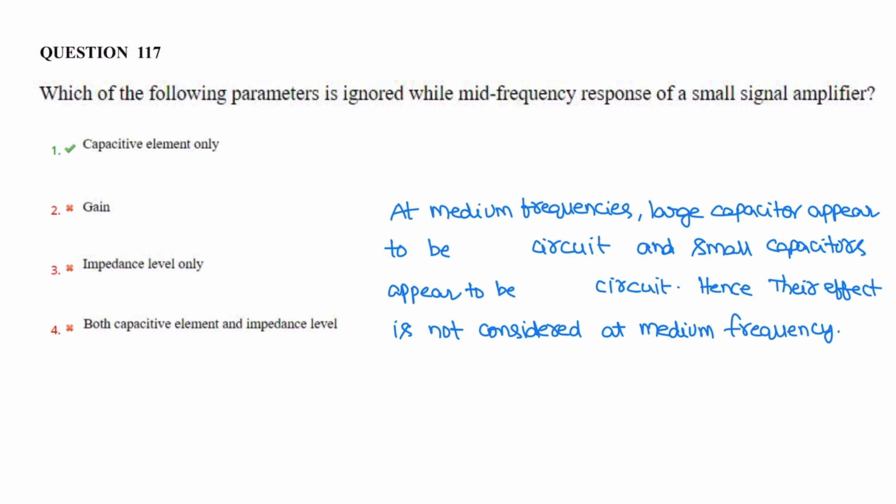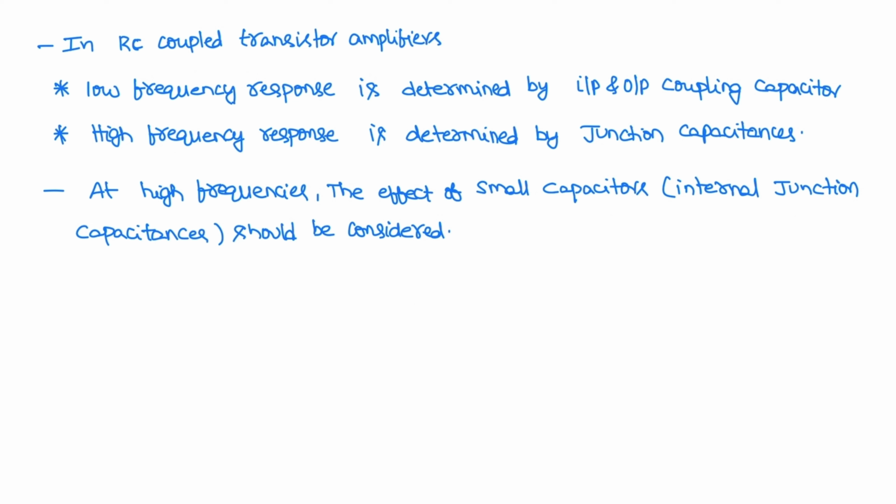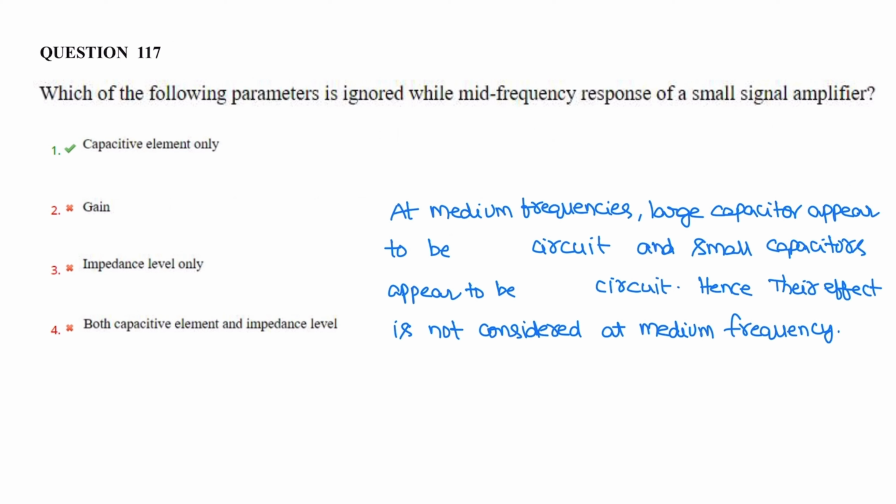Next question. Which of the following parameters is ignored while considering the mid-frequency response of a small signal amplifier? In RC coupled transistor amplifiers, low frequency response is determined by input and output coupling capacitors, and high frequency response is determined by junction capacitors. At high frequencies, the effect of small capacitors, that is internal junction capacitance, should be considered. But at medium frequencies, the large capacitors appear as short circuits and small capacitors appear as open circuits. Hence their effect is not considered at medium frequency.